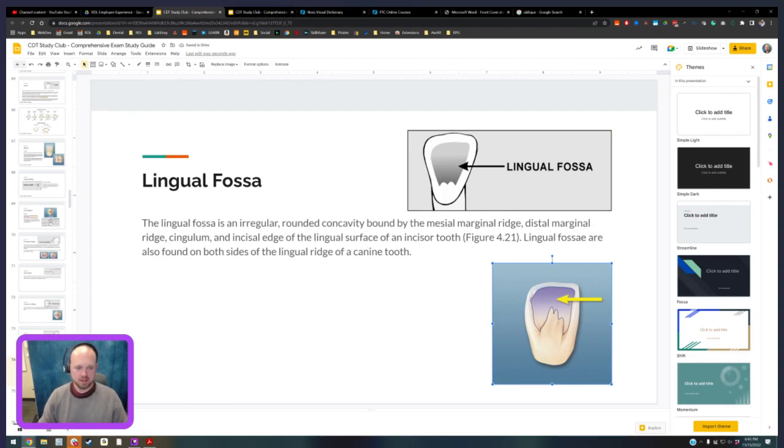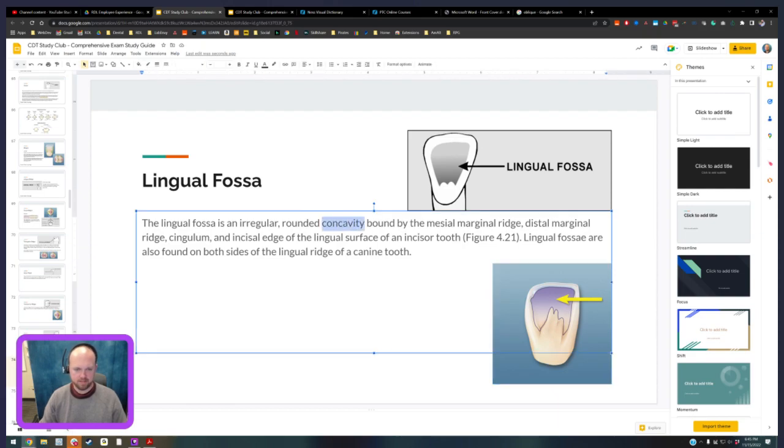The lingual fossa is an irregular, rounded concavity. Let's highlight that. Bound by the mesial marginal ridge, distal marginal ridge, cingulum, and the incisal edge of the lingual surface of an incisor tooth.